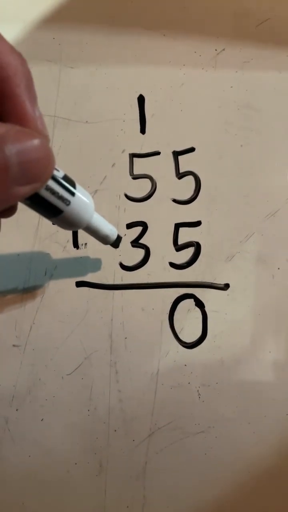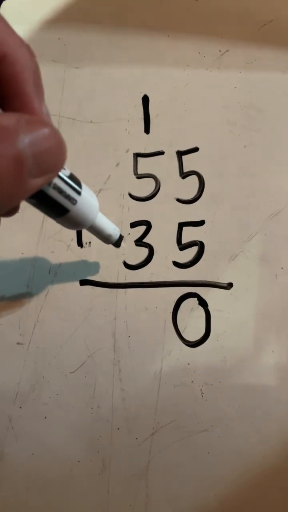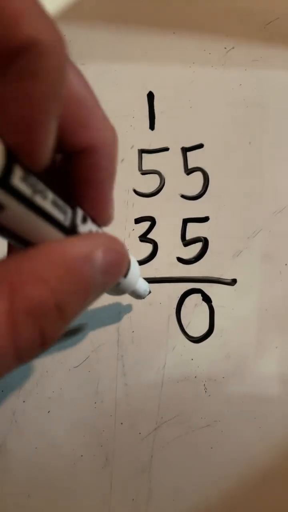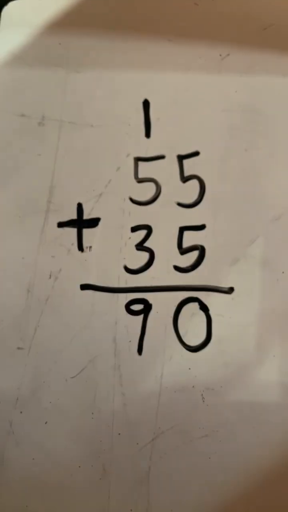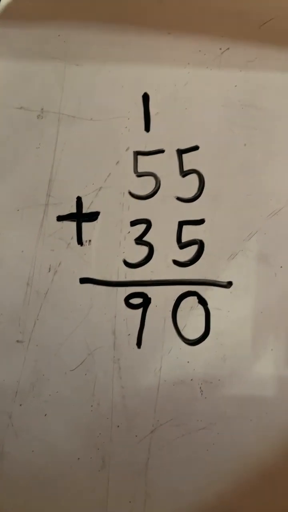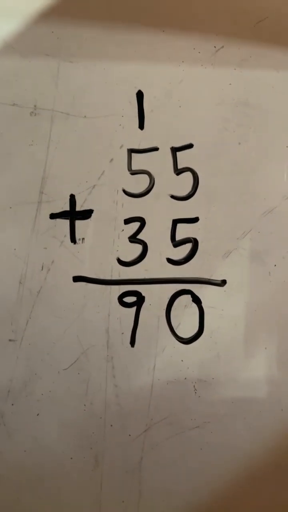5 plus 3 equals 8, but we have to add the 1 that we carried over, so it becomes 9. And we have our final answer. 55 plus 35 equals 90.